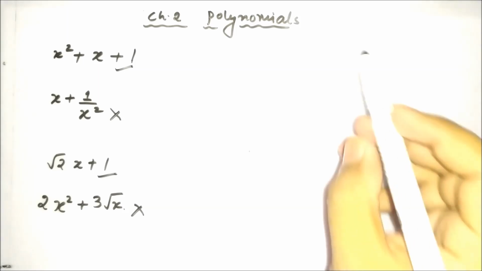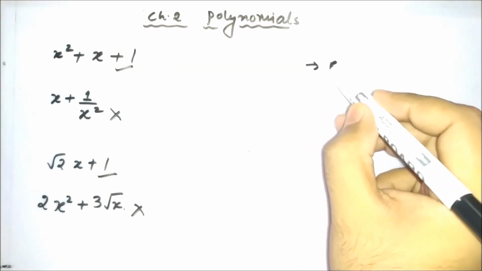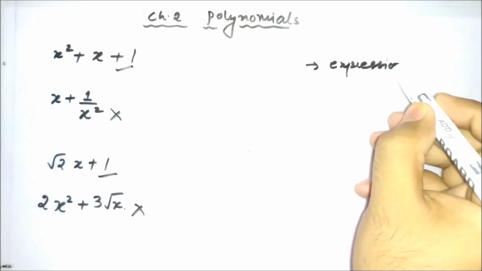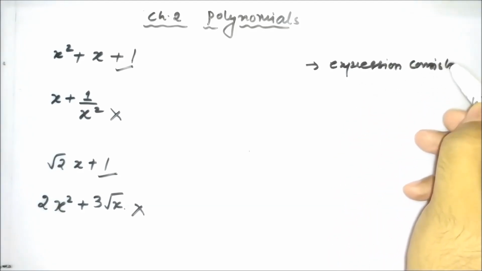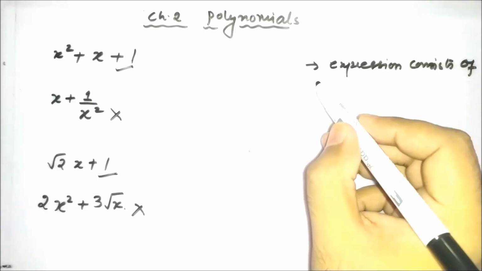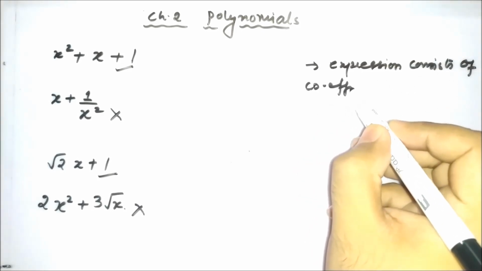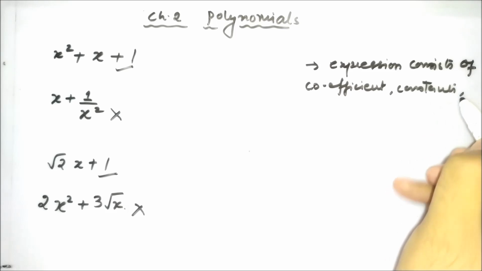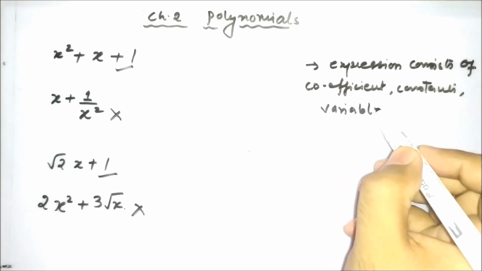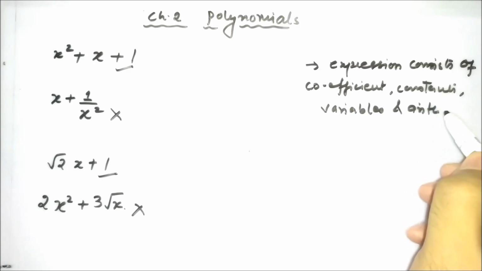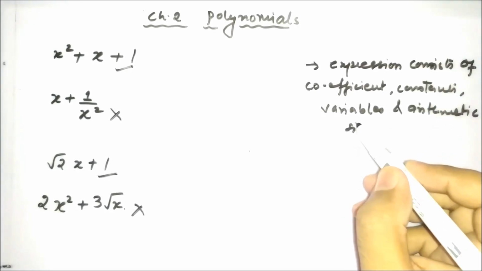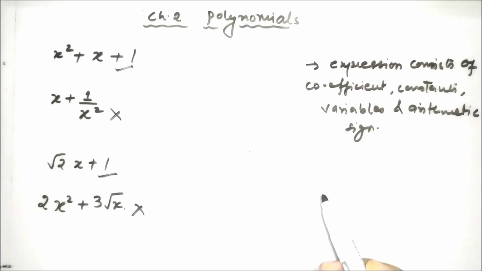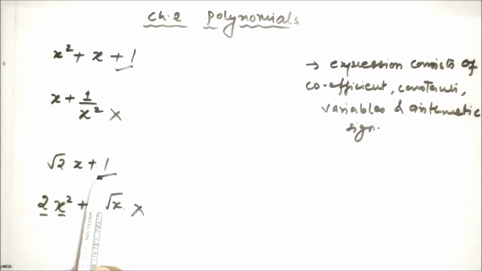So you can define a polynomial as an expression that consists of coefficients, or you can say constants, variables and arithmetic signs. Okay, that is plus, minus, multiplication, division, all that. So we have coefficients, we have variables, we have constants also.